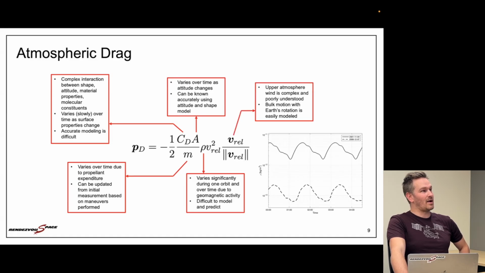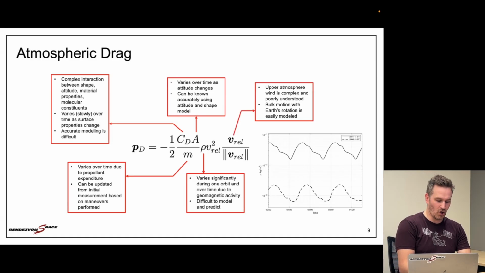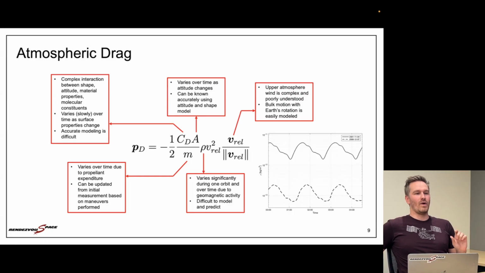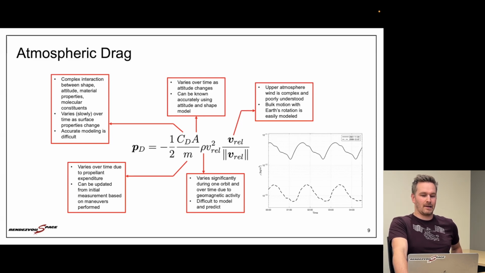And finally, the relative velocity. So the bulk component of the relative velocity is based on Earth's rotation. And that part is easily modeled and well understood. The challenge is the delta, where the wind in the upper atmosphere is extremely complex and also very poorly understood. And so typically in real space applications, we just ignore the wind and add process noise, basically.